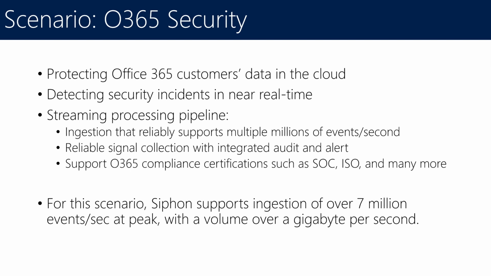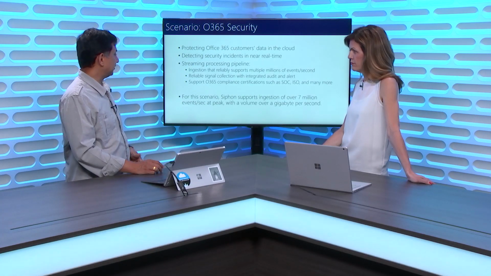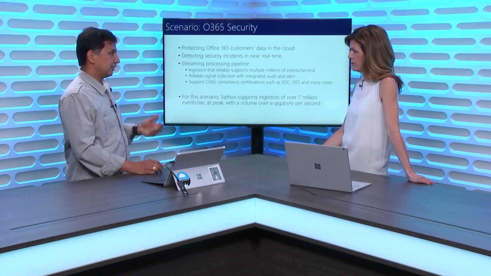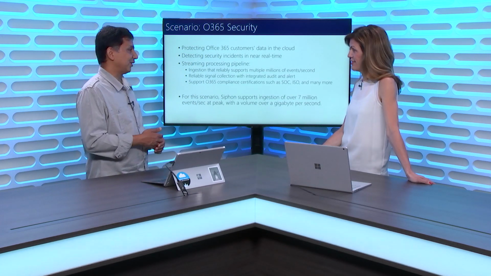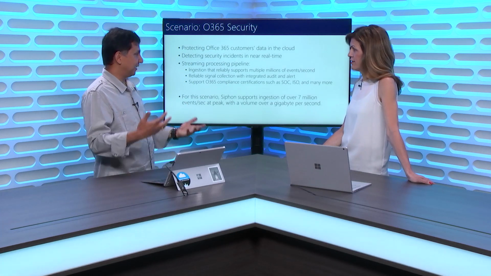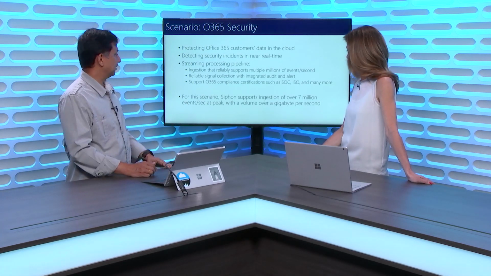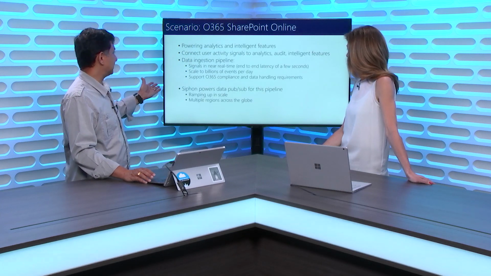These signals are taken from the host, ingested through Siphon, and processed using a streaming processing pipeline, and they use machine learning and various techniques to raise alerts in near real time, so you can respond very fast if there's an intrusion or some malicious activity. This is a very high scale from a data volume perspective, and Siphon supports over 7 million events per second for this particular scenario. I can tell that's a lot of data, and we need high reliability and availability to support those kinds of scenarios. Let me give you one more scenario.